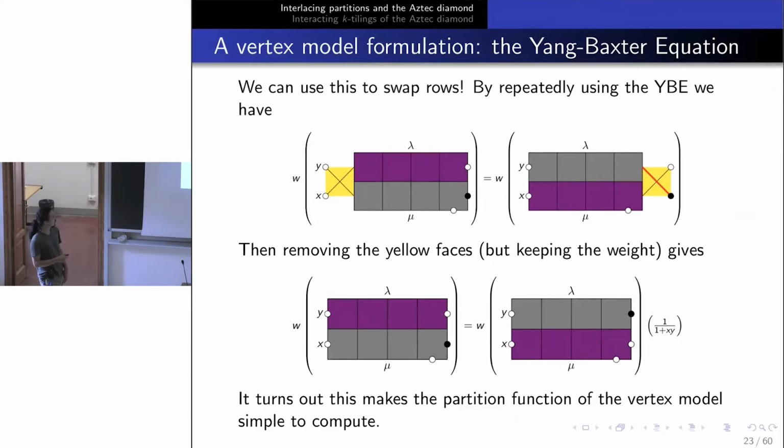So what we can do is that whenever we see a gray row, then a purple row, with some boundary conditions that are given by mu and lambda, we'll insert an empty cross on the left. We'll use the Yang-Baxter equation to push it all the way to the right. And then we'll remove the cross. So when we remove the empty cross, it just gives a weight of 1, so nothing changes. But when we remove the cross with the diagonal, it'll give us a weight of 1 over 1 plus xy. So we can reorder the rows up to some factors coming from the cross weights.